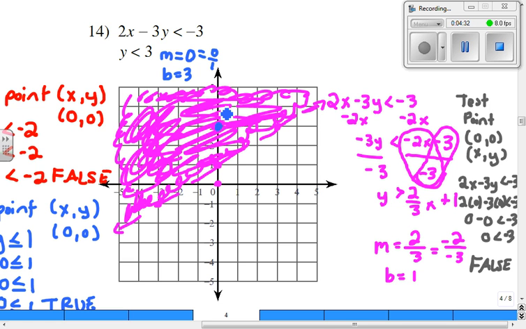So that means I go up 0, right 1. Up 0, right 1. Or I could go in the other direction as well. Do not have an or equal to. So again, it's going to be a dashed line. Does not go through the point 0, 0. So I'm going to use 0, 0 as my test point.